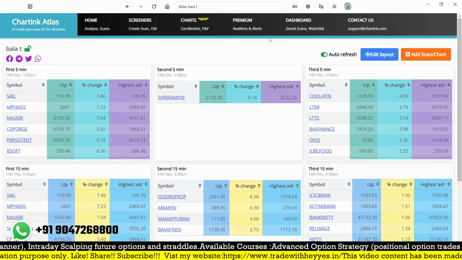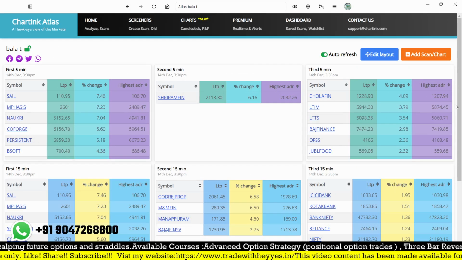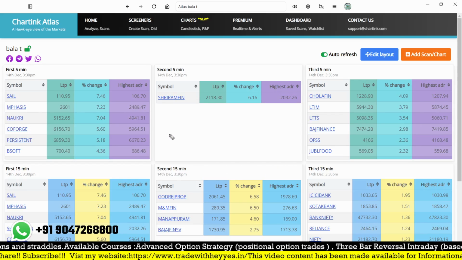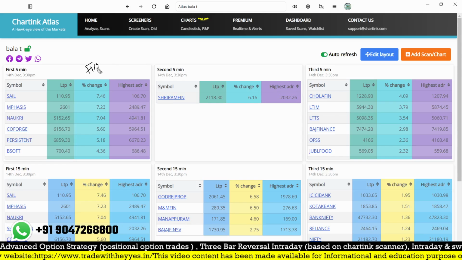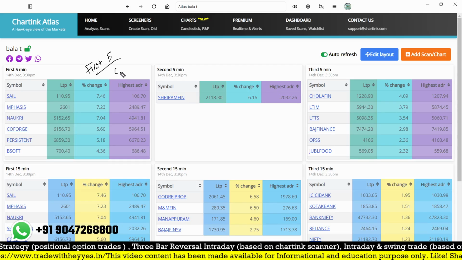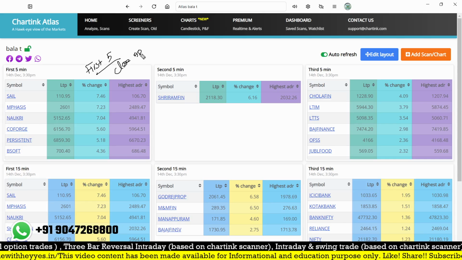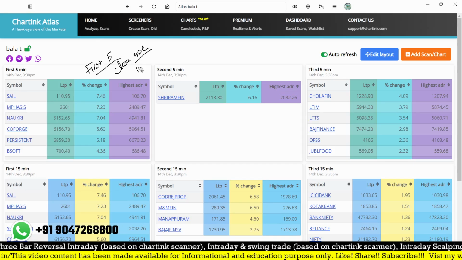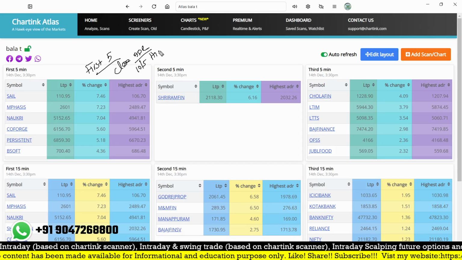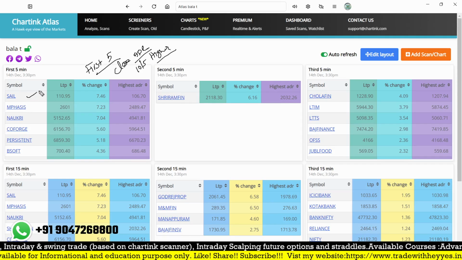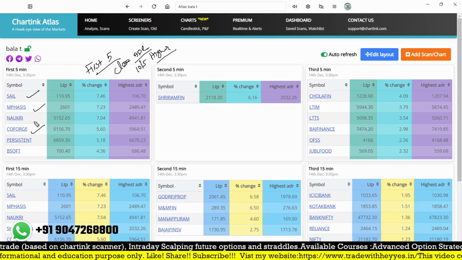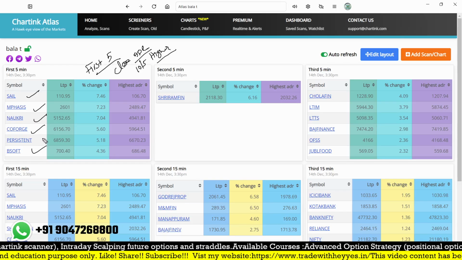How will this scanner work? It looks at the first 5 minutes candle, which closes above the ADR 10 or ADR 5, whichever is higher. That is the condition. So today I saw Sail, MPS, GoForce, Naukri, BSoft, Precision.